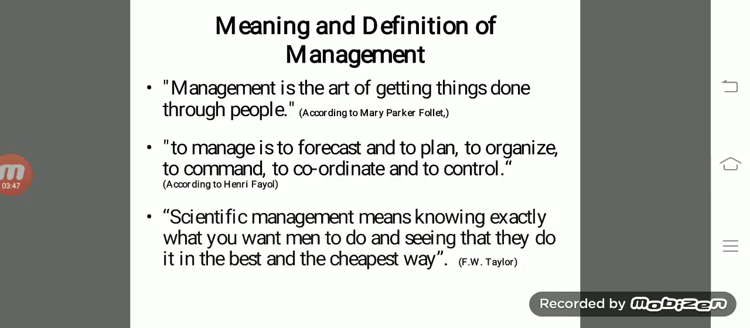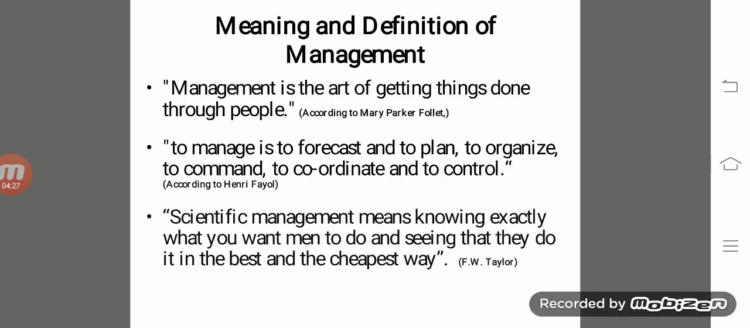Next definition is given by Frederick Taylor. Frederick Taylor suggested scientific management. Scientific management means knowing exactly what you want men to do and seeing that they do it in the best and the cheapest way. Or in simple words we can say that every employee who is working in the organization must be clear about the work. They know which types of work managers or the top level of the organization want from us and which types of work we must do in the organization.